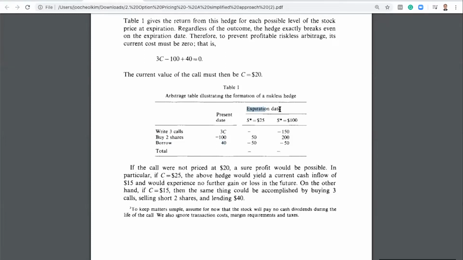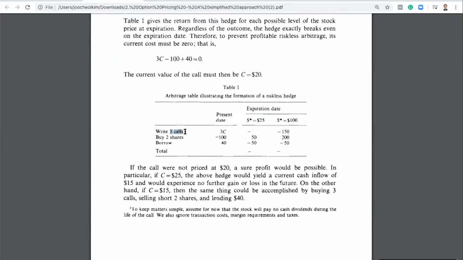And then on the expiration dates, let's think about when S is equal to 25. So they said it's S star, and it's basically the same as the ST for our case. And think about how can we settle down each position. So ST is 25.